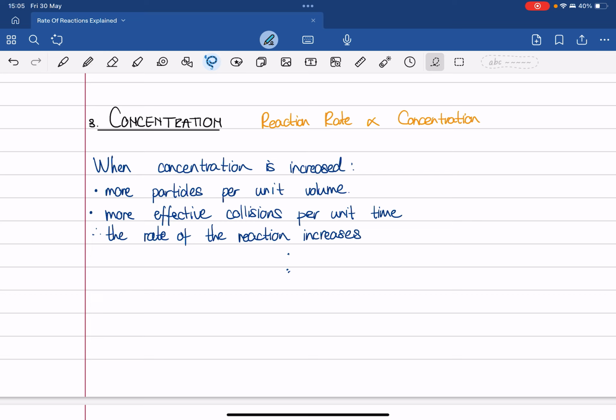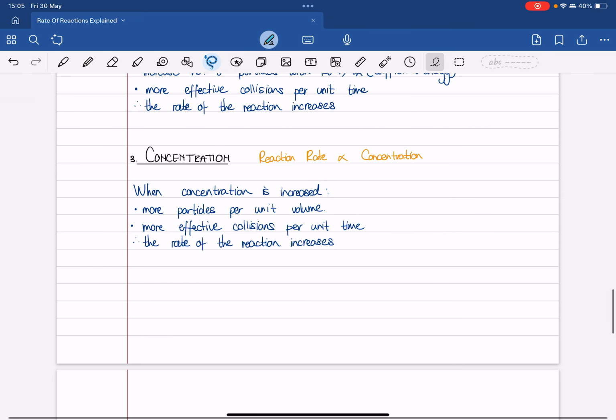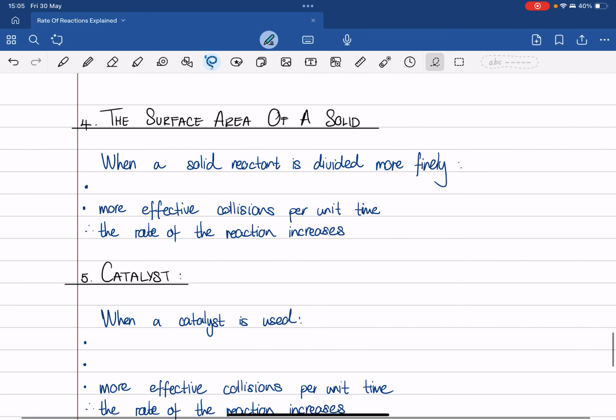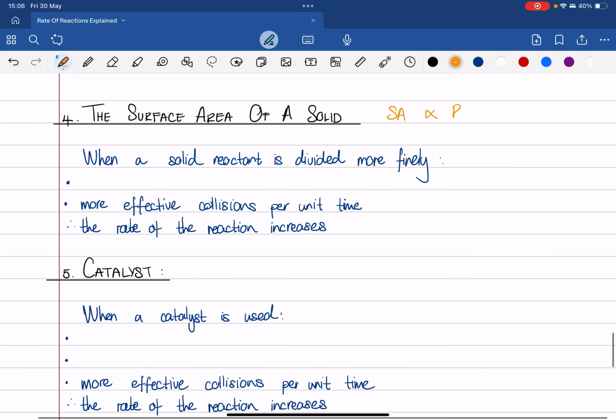And the opposite is true, right? So if you decrease the concentration, you'll have less particles per unit volume, less effective collisions per unit time, and therefore the rate of reaction will decrease. So knowing one side of it will help you know the other one. The fourth factor is the surface area. Right. So surface area is directly proportional to the reaction rate. Right. So if you increase the surface area, you also increase the reaction rate.